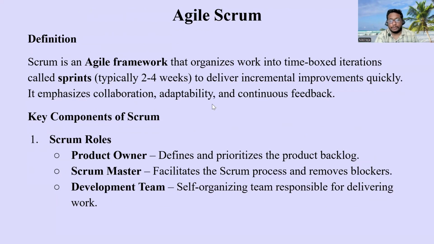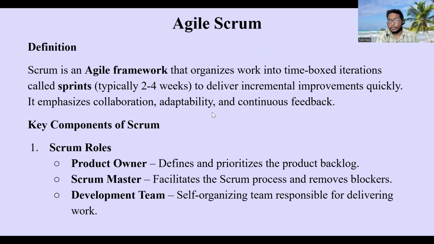Scrum is an agile framework. As I said before, Scrum is derived from agile. So it is an agile framework that organizes work into time boxed iterations. In agile, I said it is an iterative process, right? In Scrum, we will have time boxed iterations, which are called sprints. And each sprint lasts around 2 to 4 weeks.